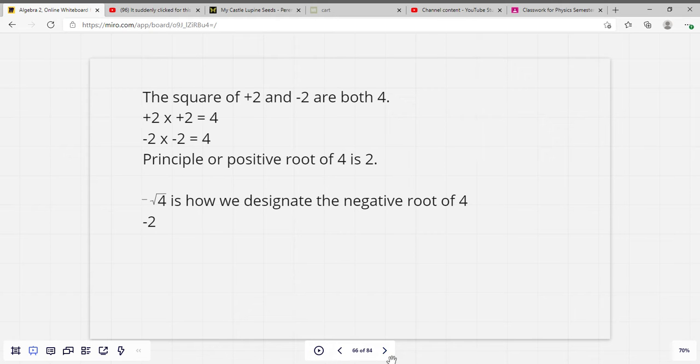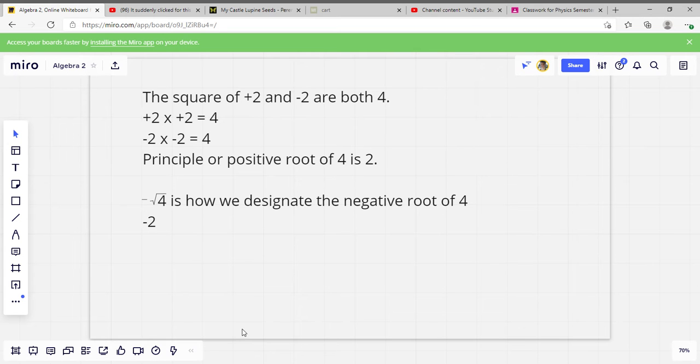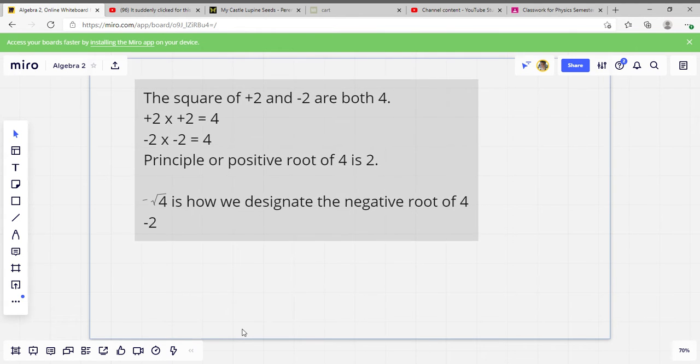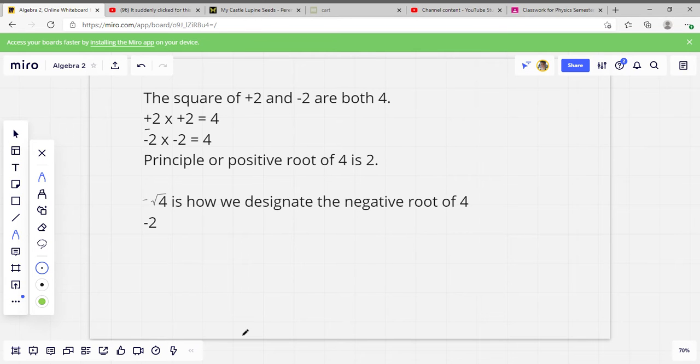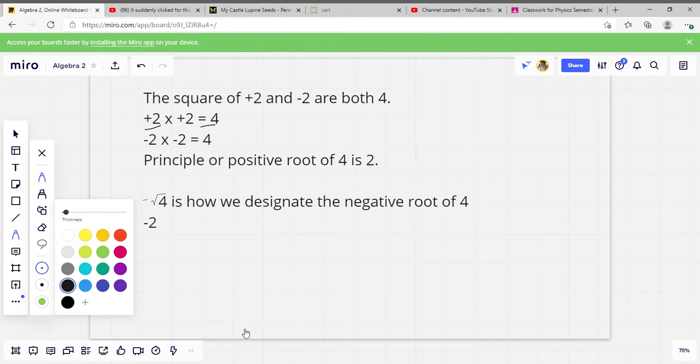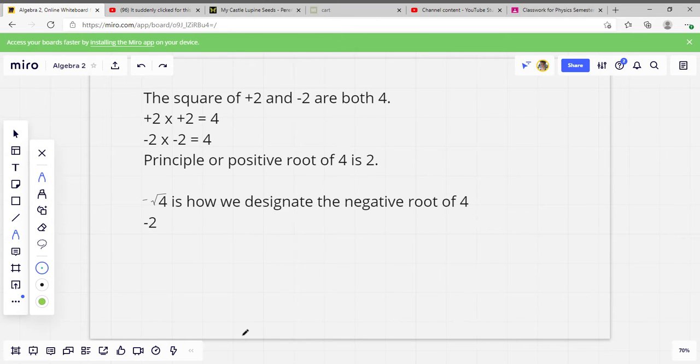All right, the square of positive 2 and negative 2 are both 4. So if we say positive 2 times positive 2, we get 4. The square of negative 2, so negative 2 times negative 2, is also 4. That is called the principal or positive root: the square root of 4 is 2. So the principal root, or positive root, is going to be positive. The negative square root of 4 is how we would designate the negative root. So that would be negative 2.